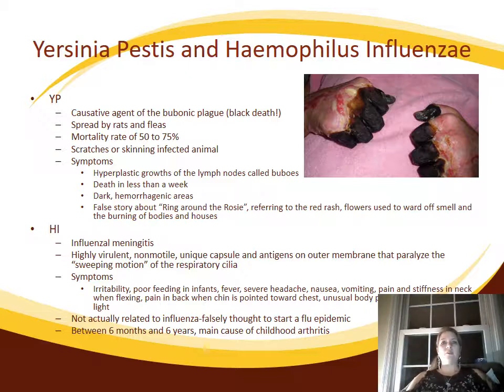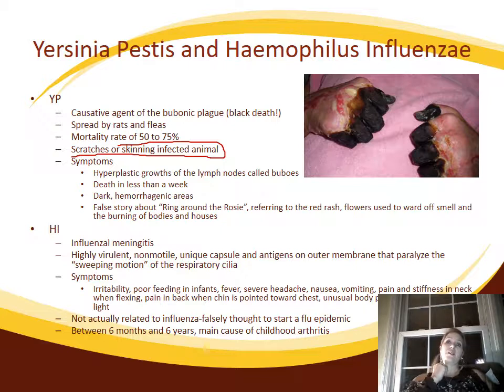It has a mortality rate of about 50 to 75%. And it happens from being scratched by an infected animal or skinning an infected animal. Some of the symptoms you're going to see are hyperplastic growths of lymph nodes, and these are called buboes, and they're just these big growths. Death usually happens in less than a week if it's untreated. You get dark hemorrhagic areas and areas of necrosis, like you're seeing in the fingers here, okay?